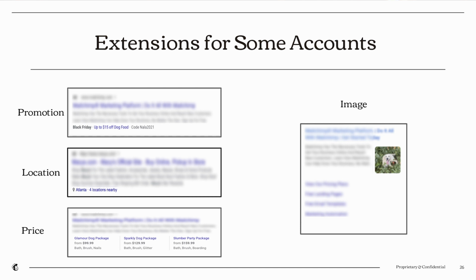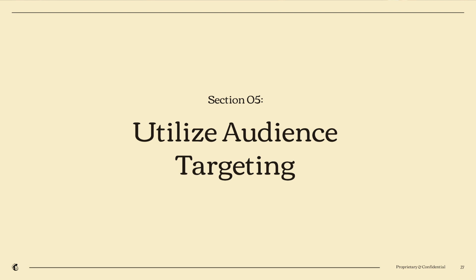Finally, on the right, we have image extensions. This is an additional image that you can put on your text ad. It's not exactly a shopping ad, but it lets you at least have an image of maybe your product or your brand that can help highlight and drive some relevancy in terms of what you have to offer. With that, we'll move over to audience targeting.